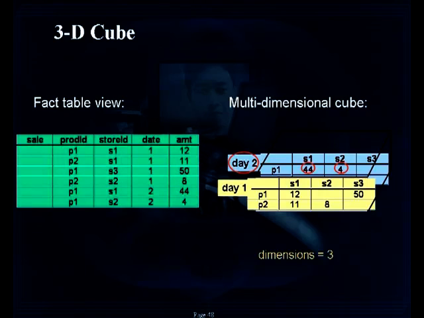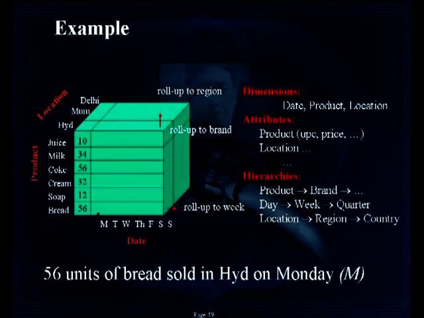If we generalize this kind of philosophy across the hierarchies of various dimensions, we will get different kinds of computation. All these computations are represented in the form of a physical structure called a 3-dimensional cube. For example, there are 56 units of bread sold in a particular city on one day. Day-wise sales are shown here. Similarly, the store names and the product names are also shown on the slide. Roll up to a brand name is shown here. Roll up to region is shown here, and roll up to week is shown here.